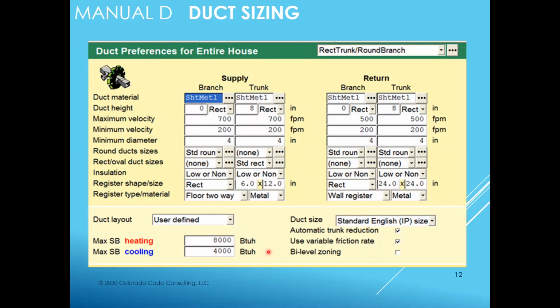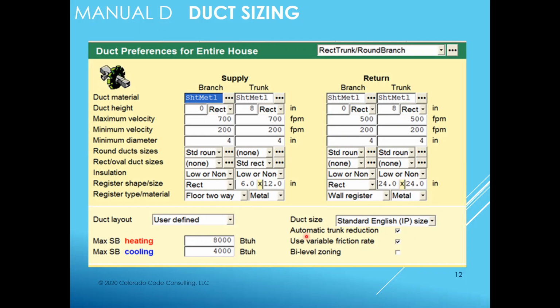Well, this is a default within the system, and it's just a recommendation for Manual D. I don't know that many designers had actually changed this, but what that's saying is that in heating, the maximum supply boot, SB, is going to give me 8,000 BTUs of heat. And cooling, it's going to be 4,000 BTUs of cooling. So once a room reaches that point, it will automatically put in another supply duct in, okay?